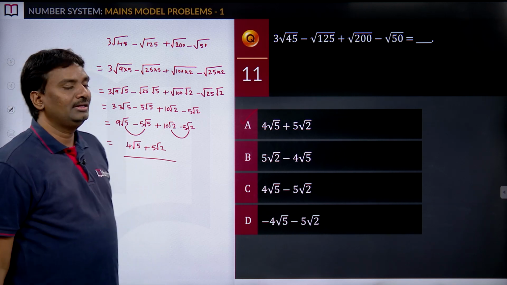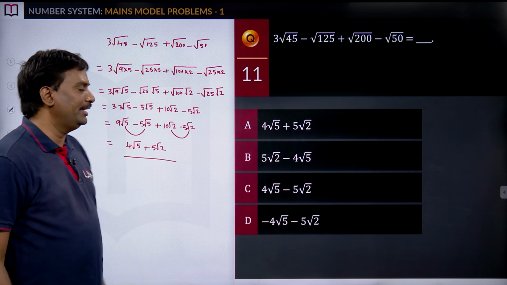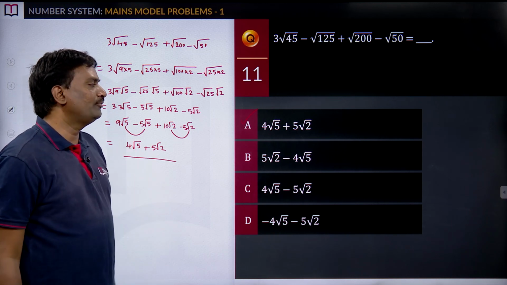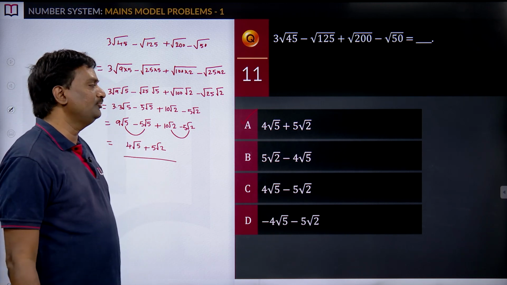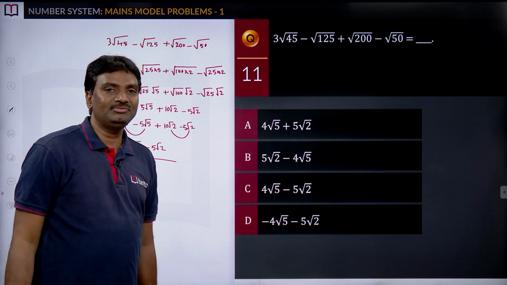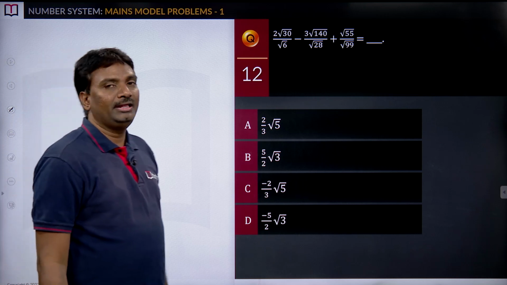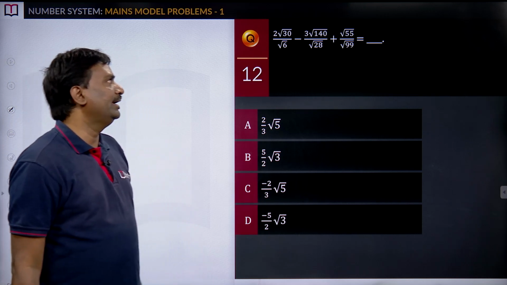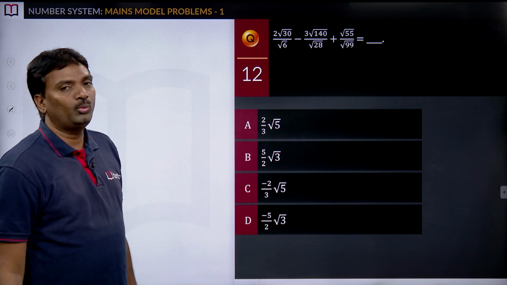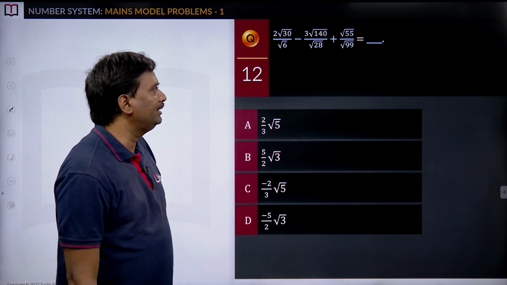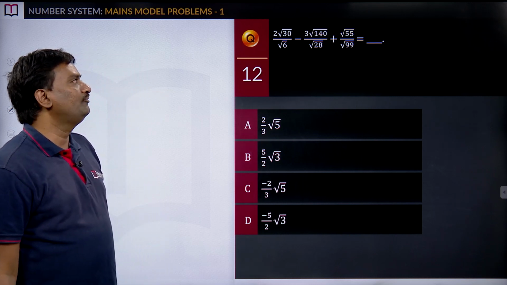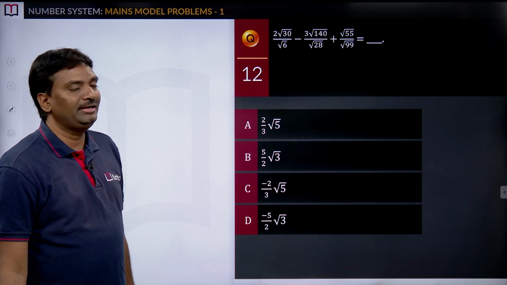So, after that we can write similar terms at one place. Finally, we got 4 root 5 plus 5 root 2. According to the options, we can say option A is the correct option. Next one, 2 into root 30 by root 6 minus 3 into root 140 by root 28 plus square root of 55 by square root of 99.